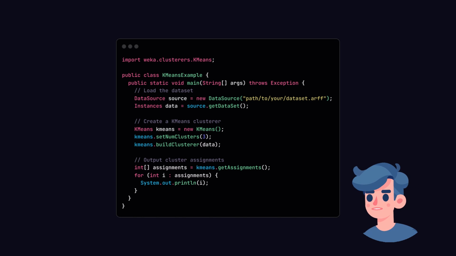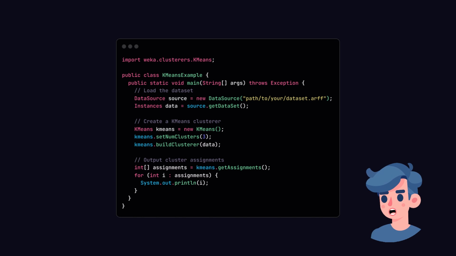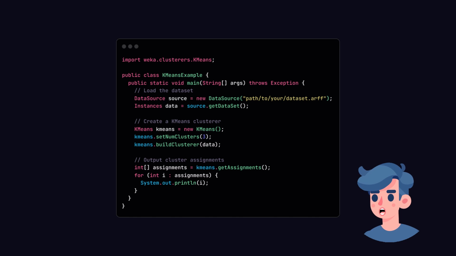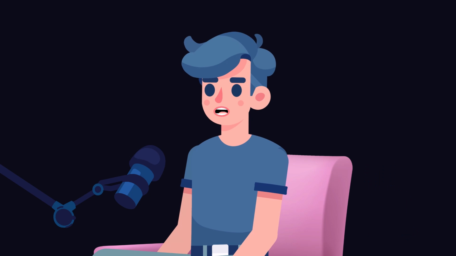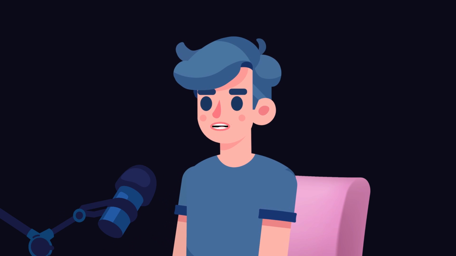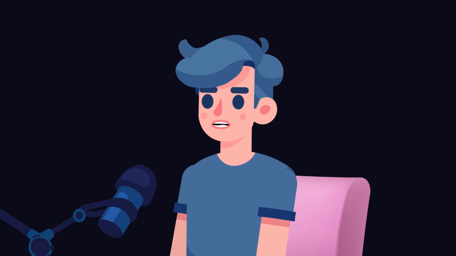After training the model on the dataset, we output the classifier model, which will provide information on the probabilities of different classes. Next, let's discuss clustering, an unsupervised learning technique that groups data points into clusters based on similarity. One popular clustering algorithm is the k-means algorithm. Here, we specify the number of clusters we want the algorithm to identify using setNumClusters. After building the clusterer, we call getAssignments to retrieve the assigned clusters for each instance in our dataset.